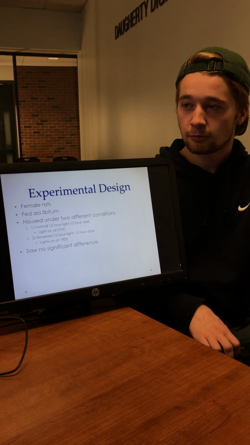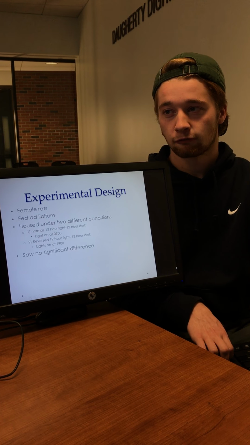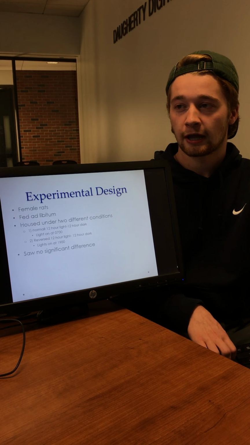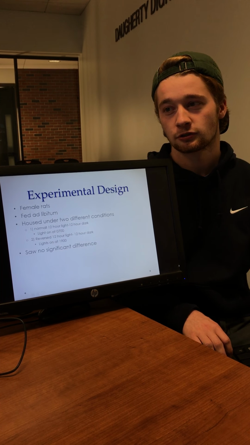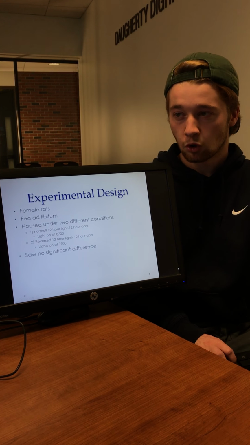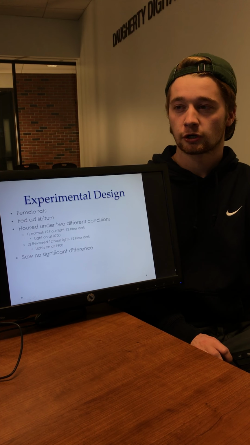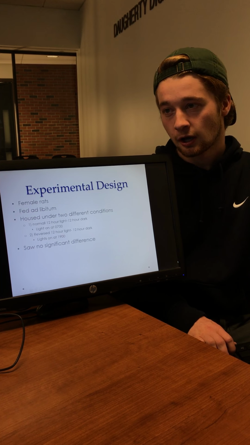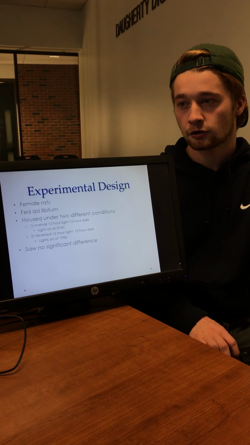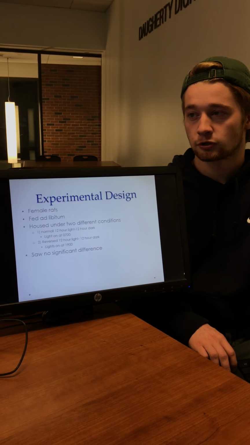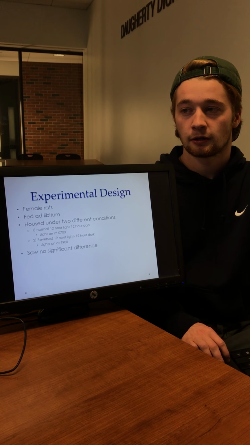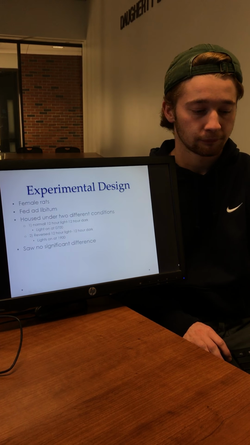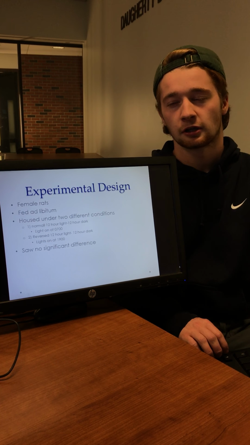So the design of this experiment revolved obviously around female rats because they were the ones impregnated. They were fed ad libitum and housed under two different conditions. The first being a normal condition of 12-hour light, 12-hour dark, with the lights on at 7 a.m. The second condition was a reverse 12-hour light, 12-hour dark cycle with the lights on at 7 p.m. This is just a control mechanism, and we saw no significant difference in either group.